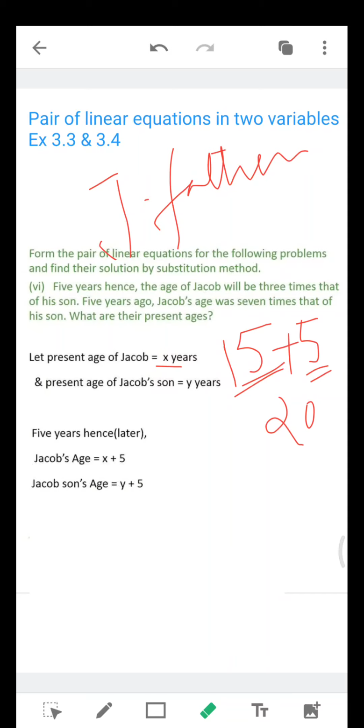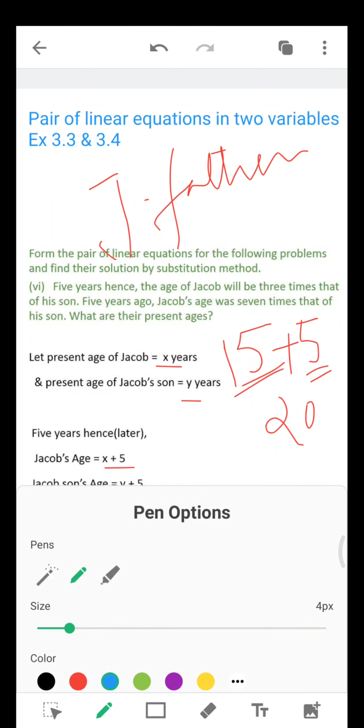So 5 years later their age has increased. Jacob's age after 5 years is x plus 5, whatever may be his present age, we don't know that. And son's age is y plus 5. Now what is the first condition given to us? Let's see the first condition.